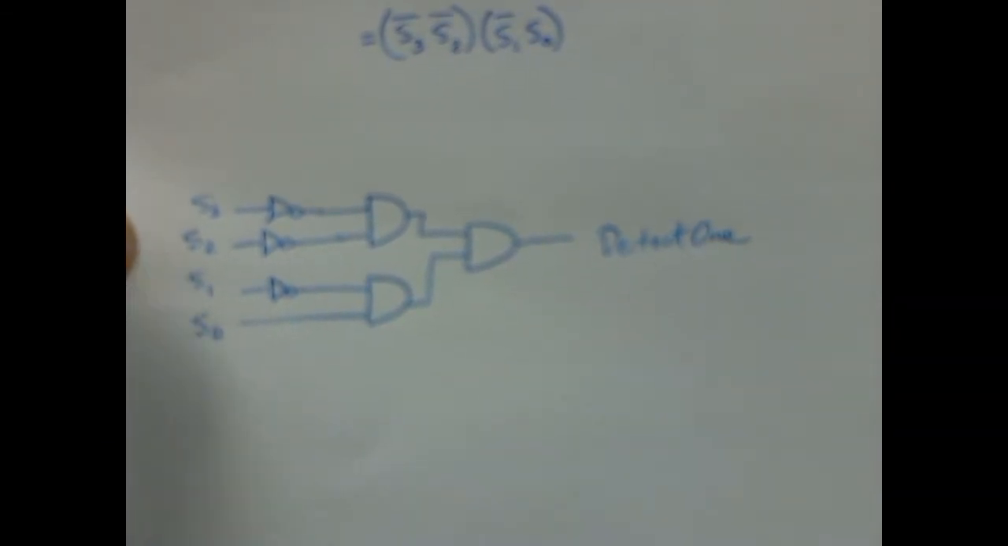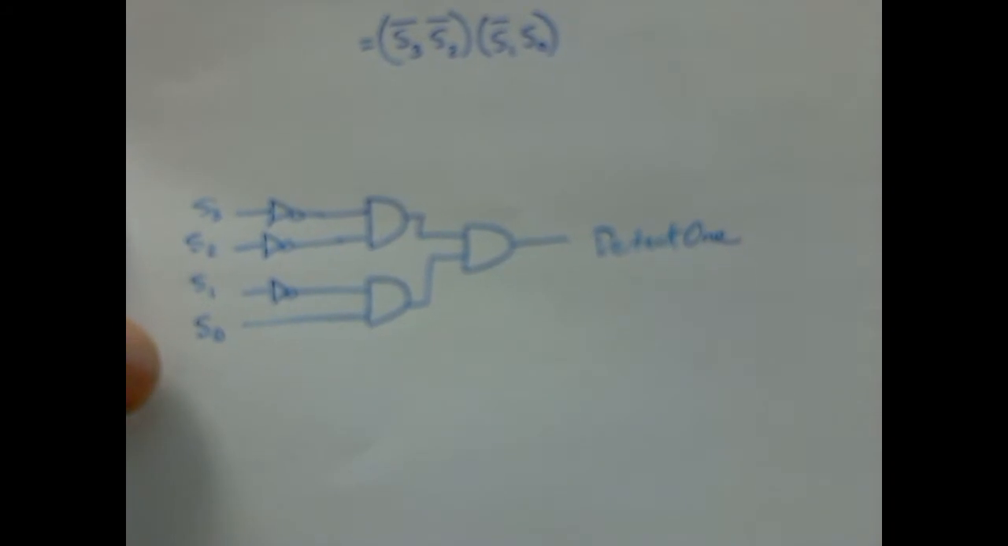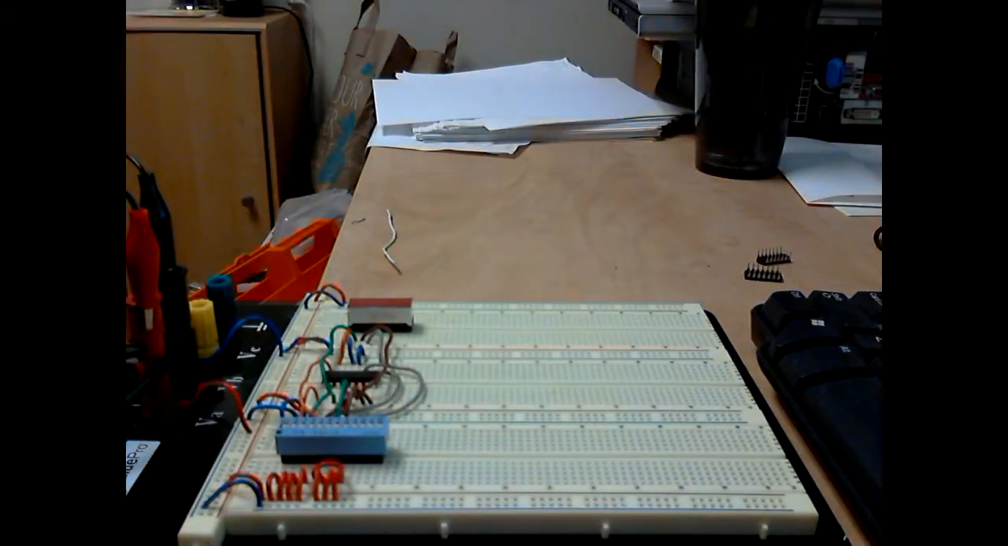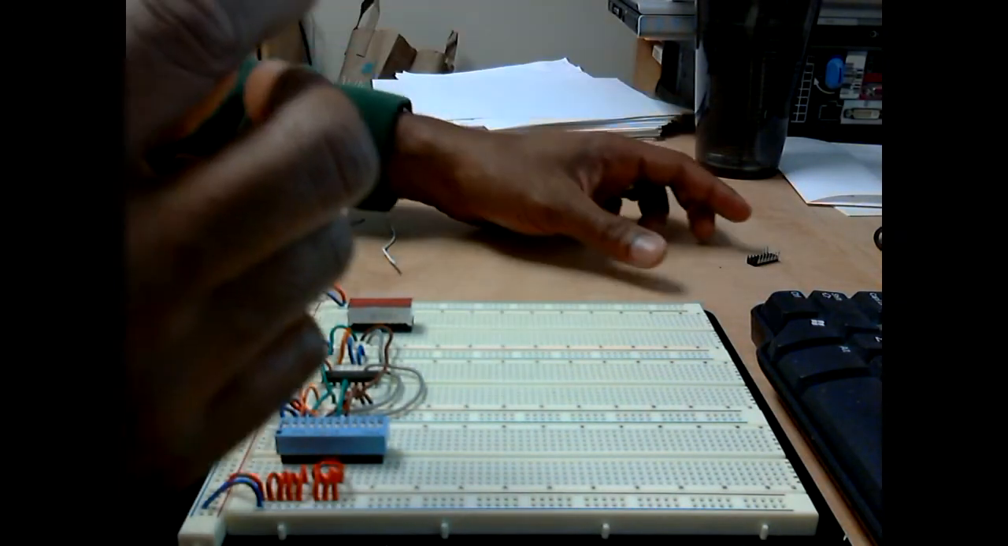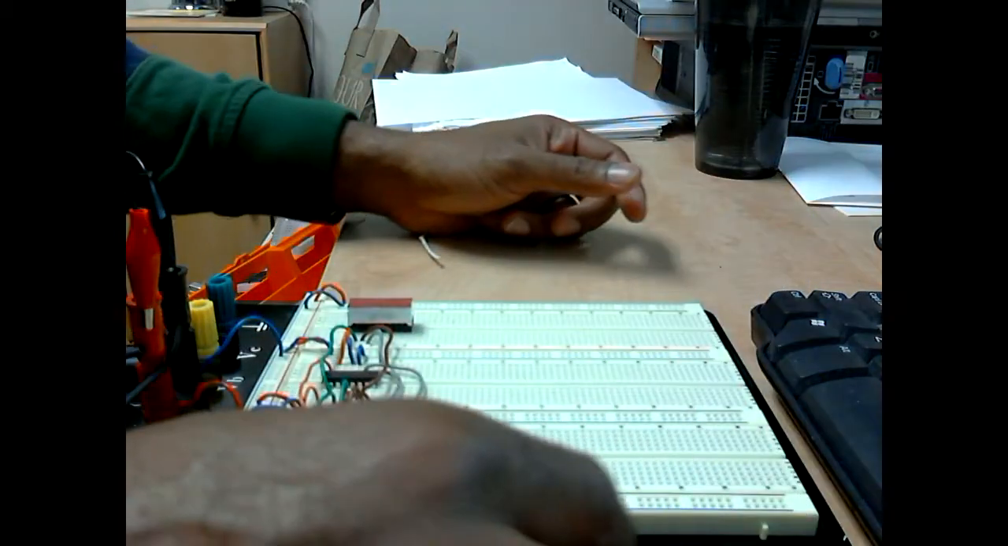I'm going to invert S3 and S2 and feed those through an AND gate, invert S1 and feed that through an AND gate with S0, and then I'll take those two results and AND those together. So I'll use 3 total AND gates and 3 inverters. And you can easily do that with 2 TTL chips. The 2 TTL chips that you'll want are the 08 and the 04, and these should be in your kit.